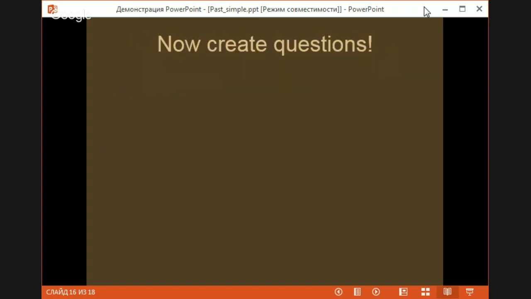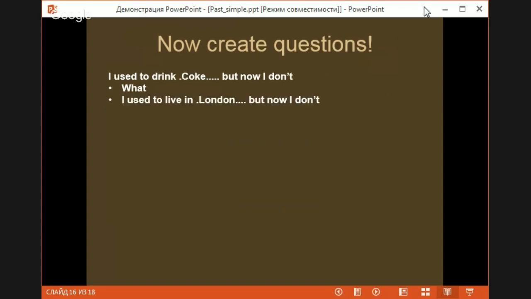And the final activity, guys, for you is to create questions to the same sentences. So, for example, I used to drink Coke, but now I don't. You will need to create a question beginning with what? This activity is to practice writing the questions. And I will give you the first one. So the logical question is, what did you use to drink? And the answer is, I used to drink Coke. Good. So I will project you a little bit more sentences and the beginning words. Your job is to write the questions, and after the activity, I will project you the answers.